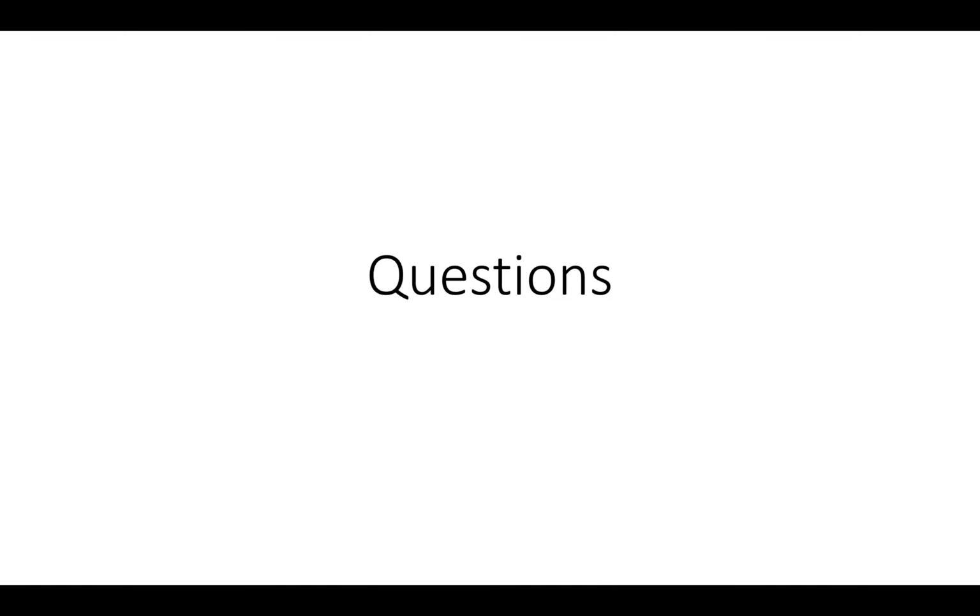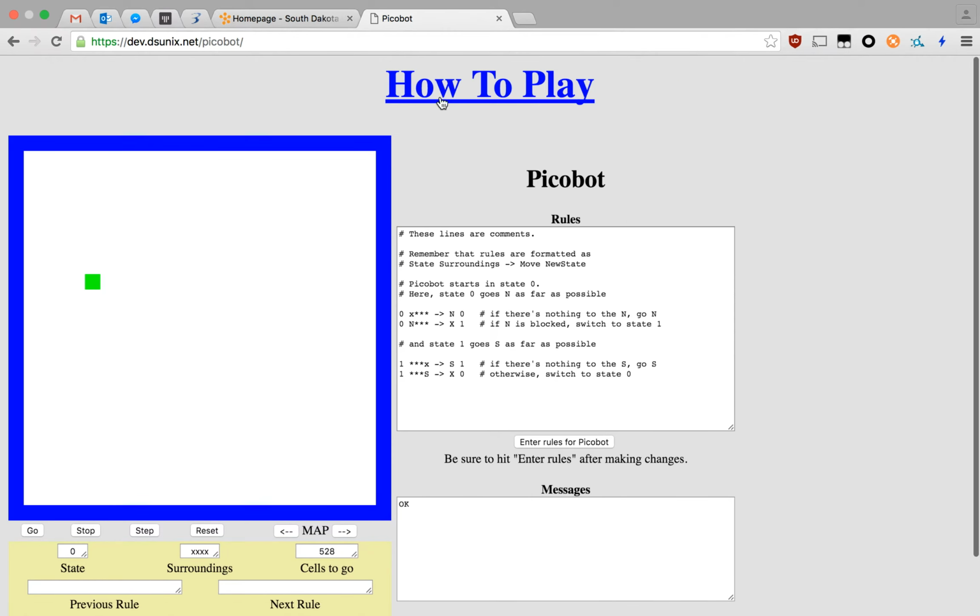So, questions, things you want to talk about right now? Anything? Okay, so here's my PicoBot solution. So, the rules we have right now, it moves, push enter rules, enter go. It goes up and down repeatedly, switching between state 0 and state 1.